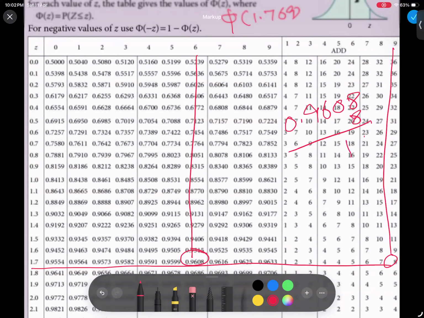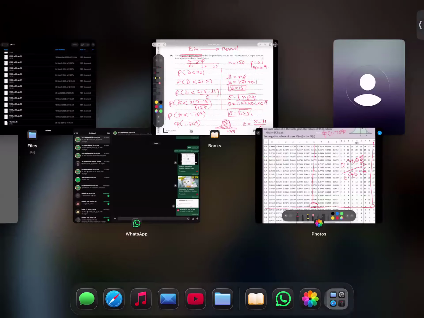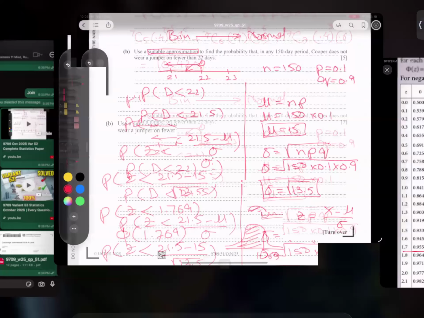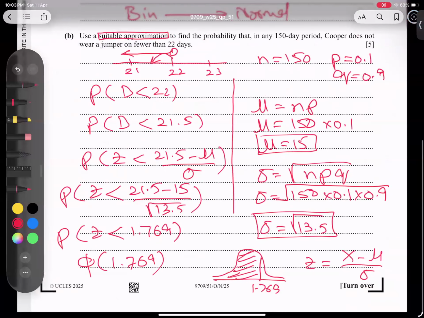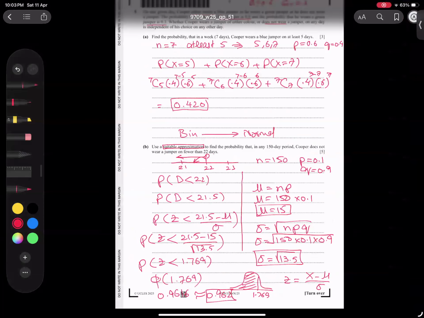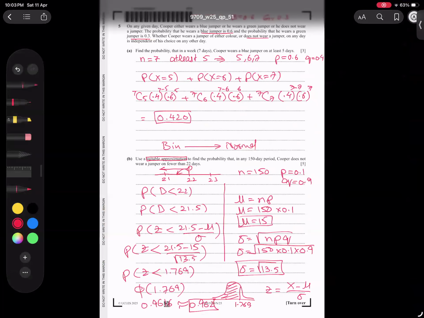So I got 0.96 and 16. Okay, 0.9616, we're getting 9616. So I'm writing here 0.9616. After rounding, we got 0.962. So Alhamdulillah Rabbil Alameen. I hope the concept of the question is completely clear.